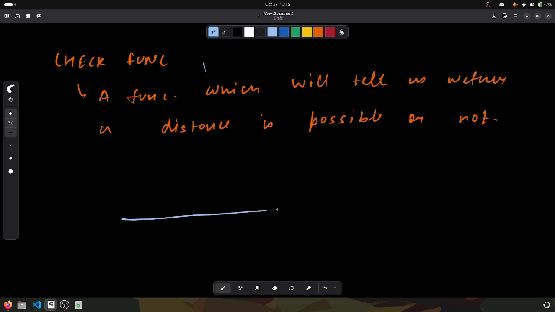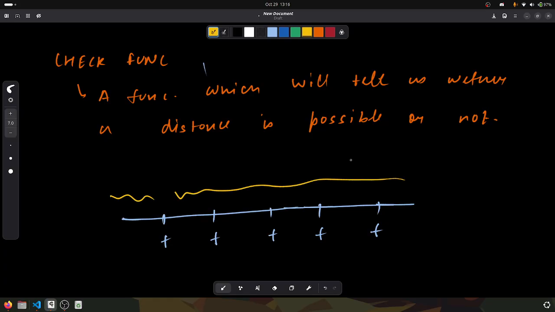So let's take a number line. On this number line there will be some friends, right? Some friends. And we will have to place teleporters here. So let's try writing the check function for the minimum distance as val. Let's take this variable val, which is the minimum distance that we are trying to write the check function for.